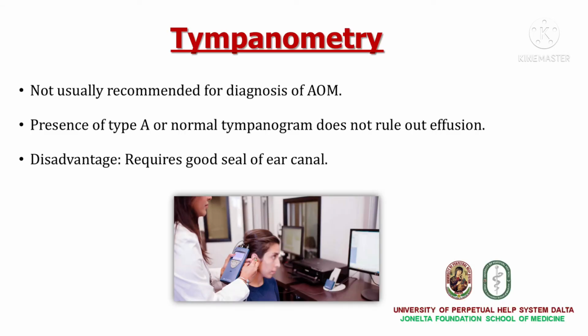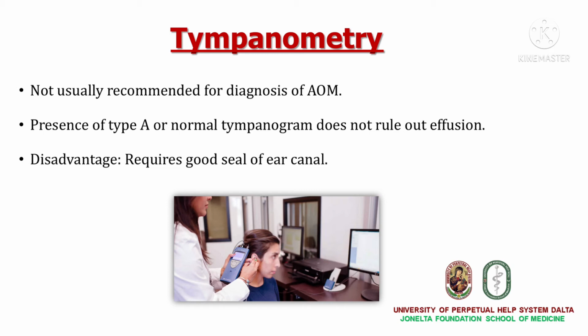We can also advise the patient for tympanometry. In this, to assess the middle ear condition, we pass a probe through the external auditory canal, and we try to measure the tympanic membrane compliance, that is mobility, and the middle ear pressure, right? Basically, this is not usually recommended for the diagnosis of acute otitis media, because most of the time what you find here is the type A or normal tympanogram, and that does not rule out the effusion. A type A graph tells us that the compliance and middle ear pressure are normal, which is not the case in acute otitis media, right?